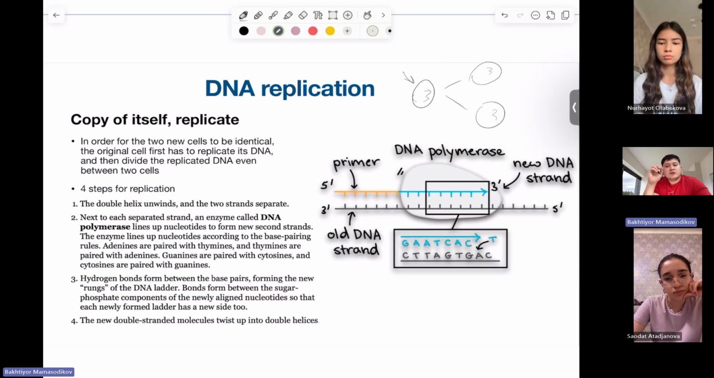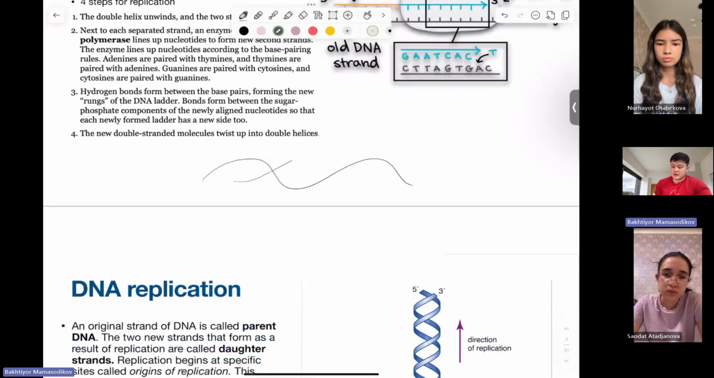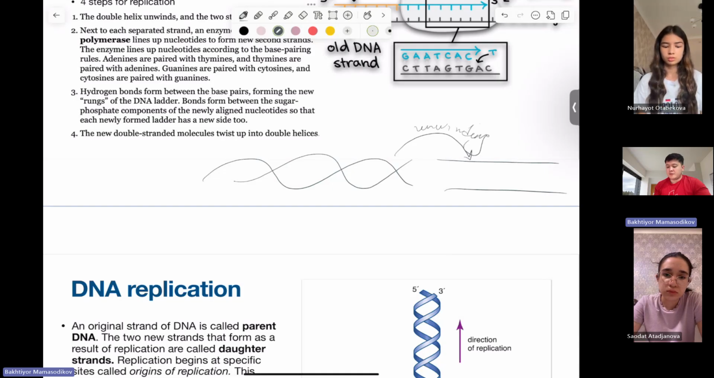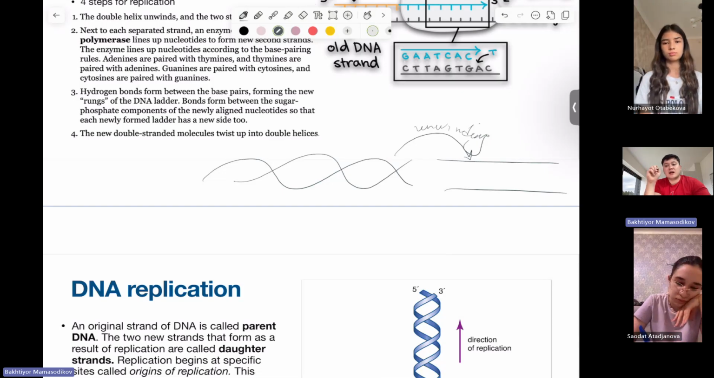First of all, there are steps. The first step of replication is called unwinding. What's unwinding? The DNA double helix unzips into two single strands. This is called unwinding. Imagine this DNA molecule; it's going to become like this. You're separating them into two single strands, and this process is called the unwinding process. It's like unzipping a jacket.